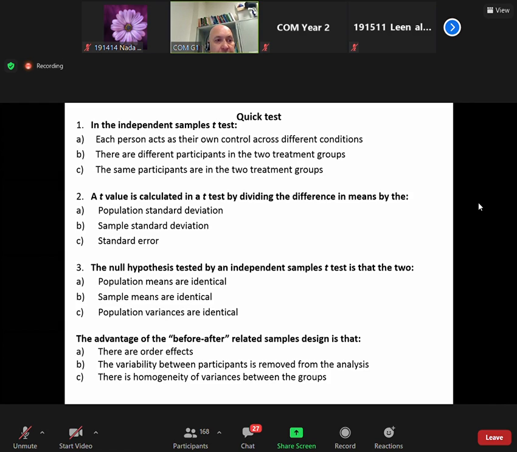C would not be the right answer, because homogeneity of variance is an assumption. It's not an advantage. It's just an assumption that we can make if we want to do a t-test analysis. However, I've encouraged you to use Welch's version of the test, which does not require you to assume homogeneity of variances. So I think it's safer to actually use Welch's test rather than the normal t-test, which assumes homogeneity of variances.